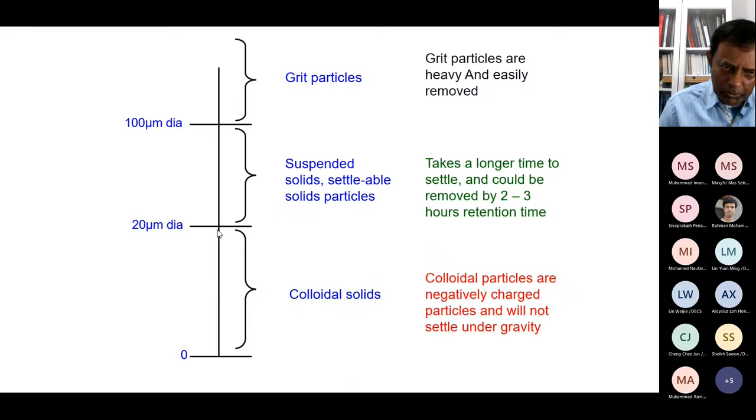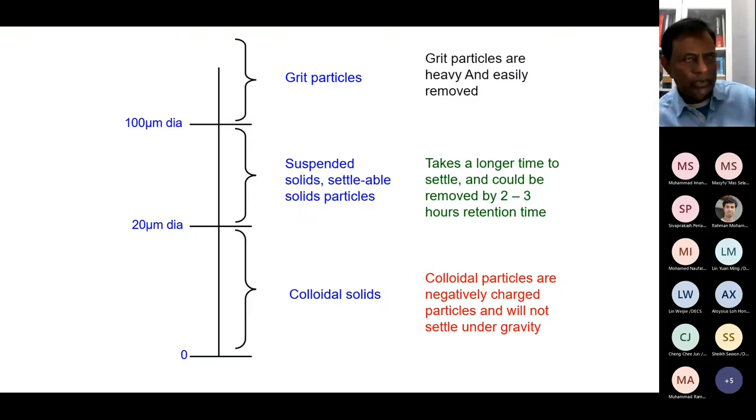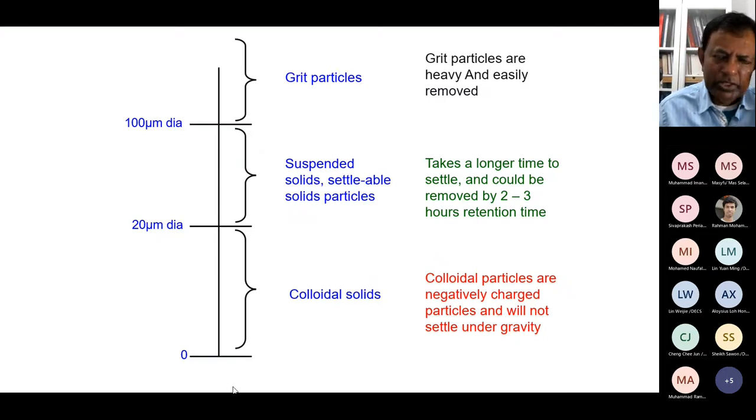But the moment you come below 20 micrometers, these particles are considered colloidal solids, and these solids are not visible to the naked eye. So when you take the sample, if it only contains colloidal solids, you can't see the particles, but it develops a color, a faint yellow color, and that is due to colloidal particles. Okay, to remove the colloidal particles, you need to do coagulation, flocculation, and secondary sedimentation. I'll tell you the reasons why. It is easier for you to reflect this through the single line diagram.